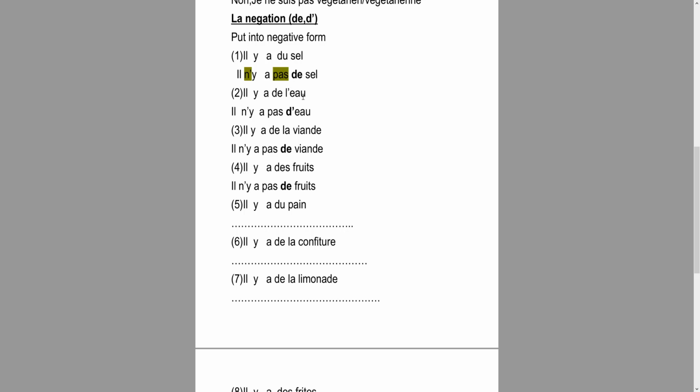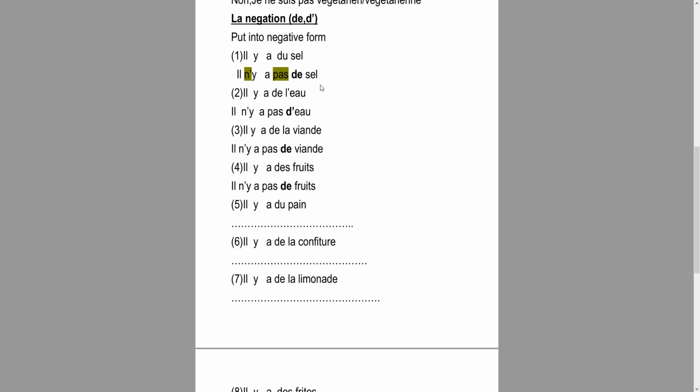Il y a de l'eau. There is some water. There isn't any water. Il y a de l'eau. Il n'y a pas d'eau. D-E-L apostrophe changes to d apostrophe. D-U changes to D-E. And il y a de la viande. Il n'y a pas de viande. De la and du change to de.